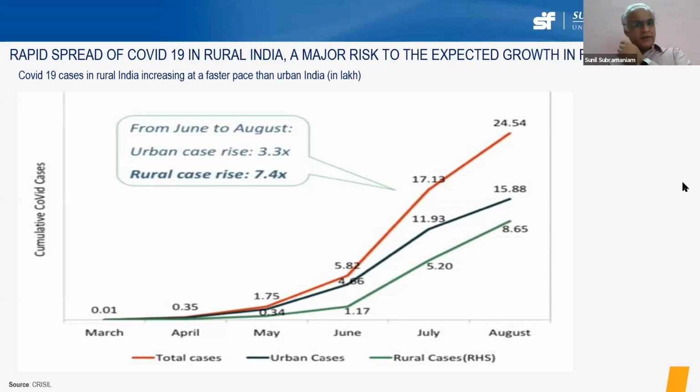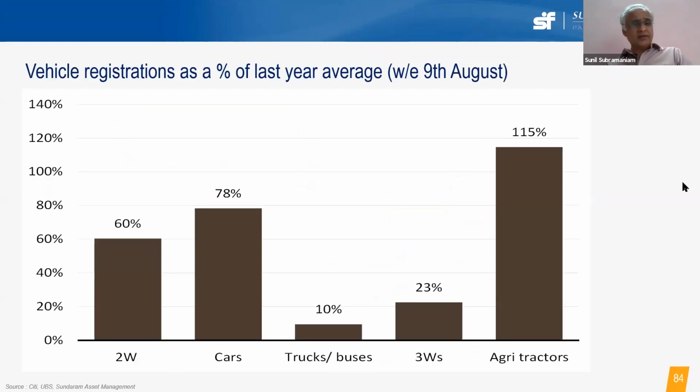The other risk here is that while we saw two-wheelers, cars, and tractors jumping up in terms of demand, we find that trucks and buses are still at only 10% of last year's average, and three-wheelers at 23%. So there is a long way to go in terms of trading activity and demand for these key components of the economy to pick up, right?